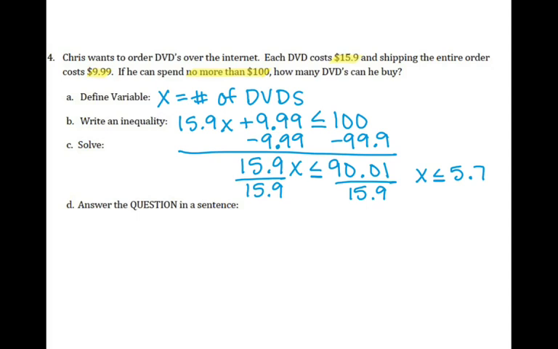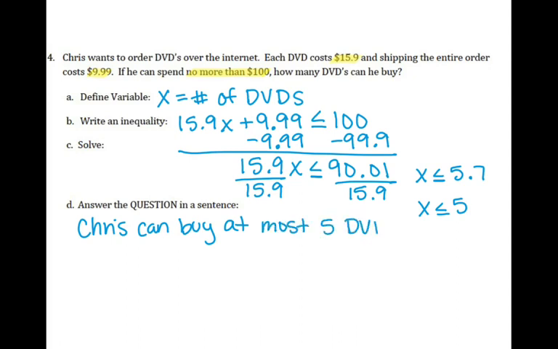But again, I'm going to take this and round it down because he can only buy at most 5 DVDs. Can't really buy 6 because he's not going to have enough money since he can spend no more than $100. So Chris can buy at most 5 DVDs. I don't know who buys DVDs anymore, but Chris wants to buy DVDs, so he's going to buy at most 5 DVDs.